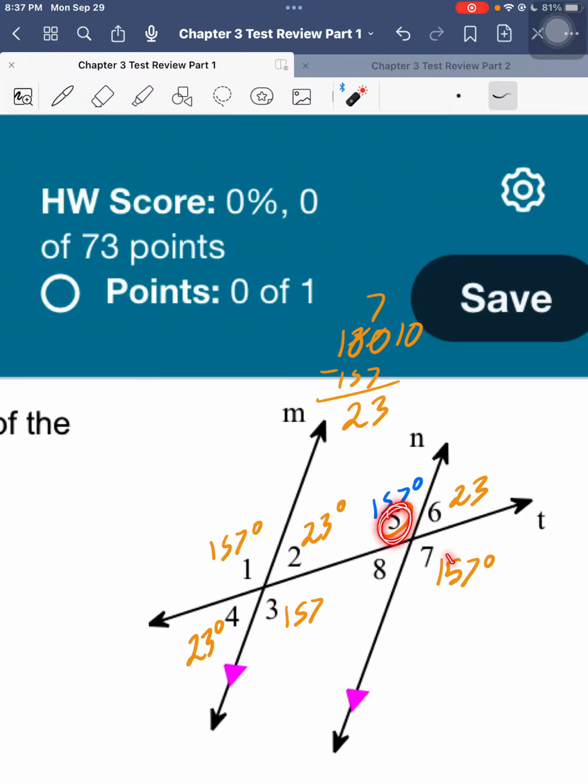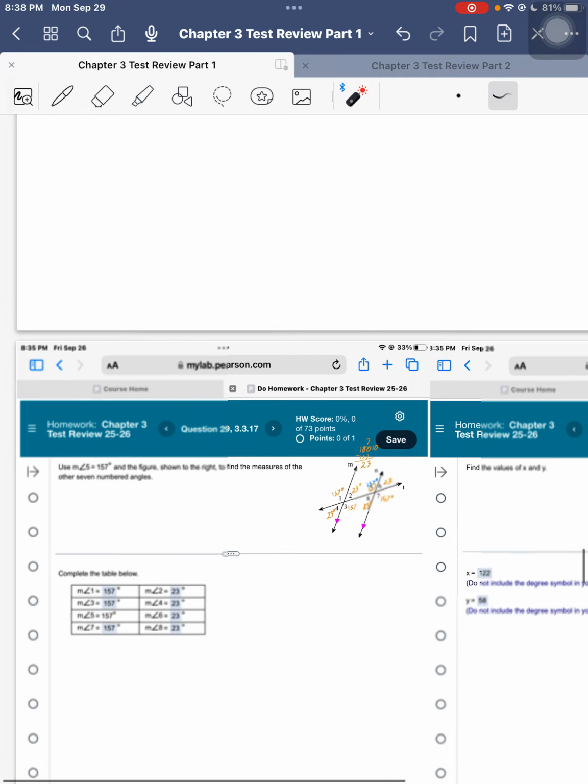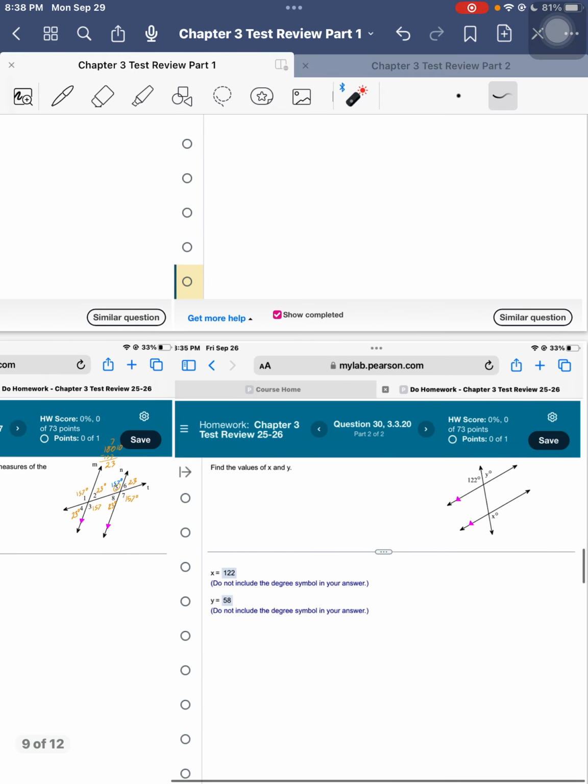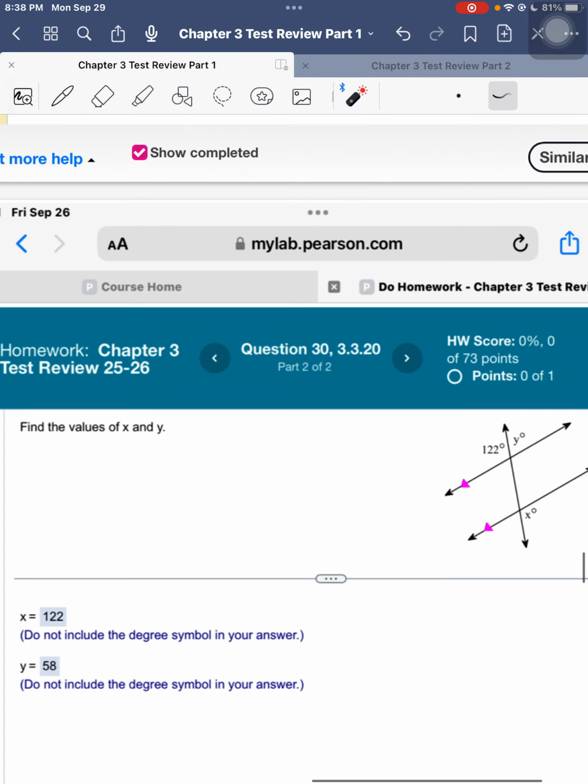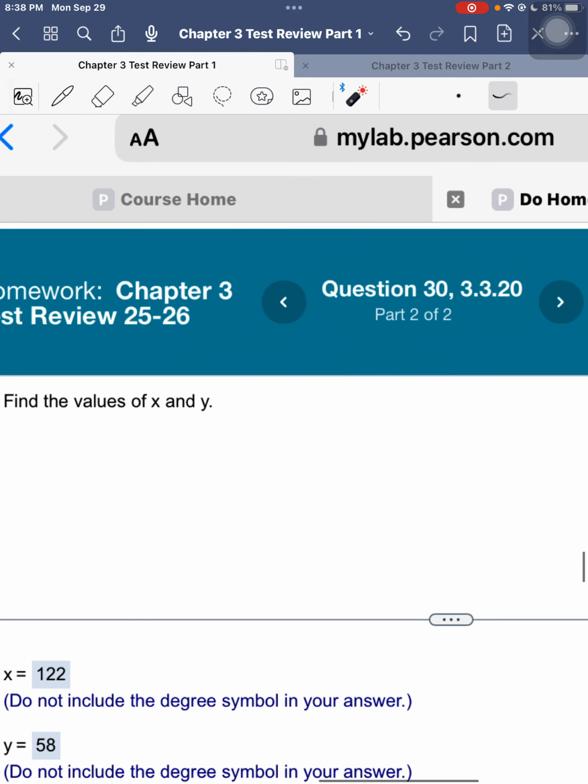Angle 7 is 157 because of measure angle 5 and vertical angles theorem. And last one, measure of angle 8 equals 23 because of angle 5 and the linear pair theorem, because these two form a linear pair just like how 5 and 6 form the linear pair.